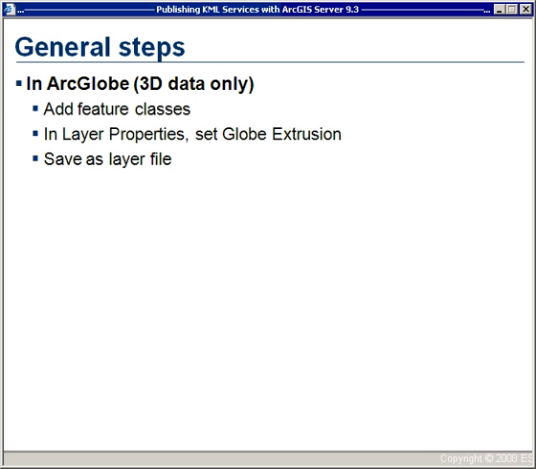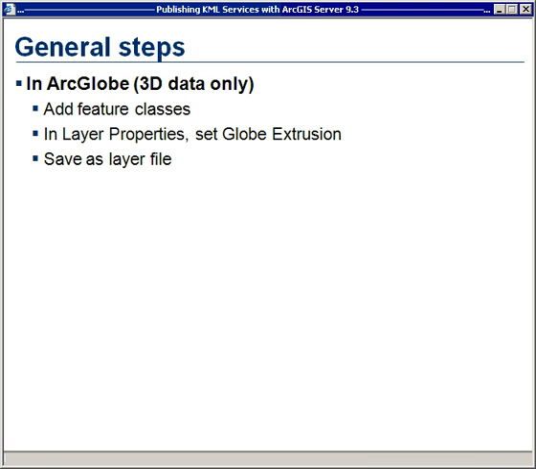So the first step would be to work with ArcGlobe if you're working with three-dimensional data. You could also open up ArcScene. ArcScene is another ArcGIS desktop product that does do three-dimensional rendering. But let's say where you're going to use ArcGlobe, you would just add in your feature classes.